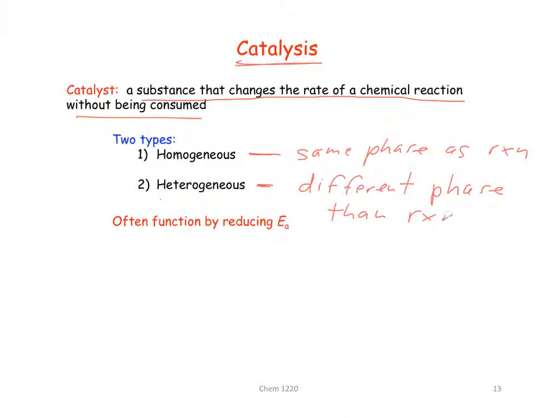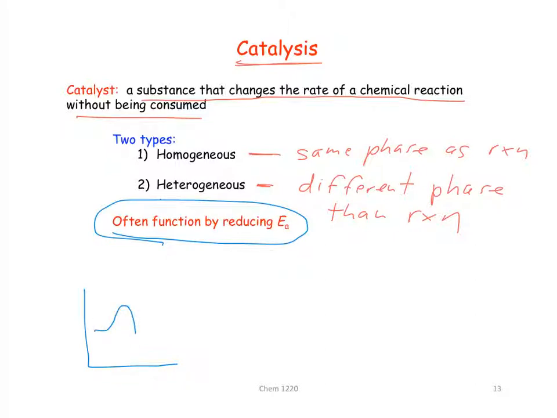The way that this usually works is that the catalyst somehow functions by reducing the activation energy. So if we started out with something like this, let's say we're just going from A to B, and here's our activation energy. One way that this could work is that it just is able to lower that barrier. So we add our catalyst, and we look at our graph, and the E sub A is much smaller.